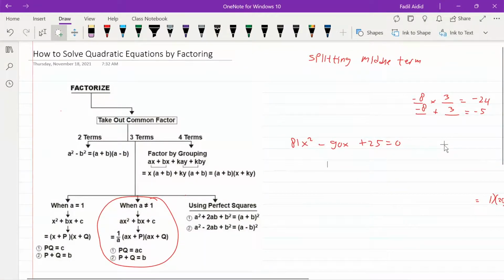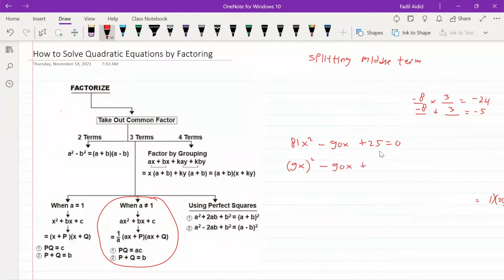So we know that 81 and 25 are perfect squares. So what you need to do is rewrite 81 as 9 squared. So write like this, 9x, put it in brackets, and then square. Just leave the middle term, negative 90x, and then write negative 25 as 5 squared.